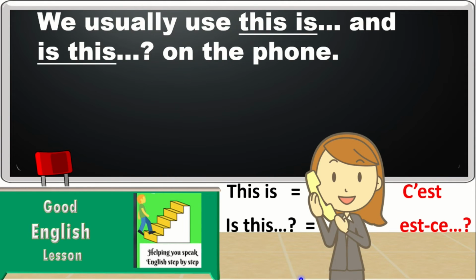We usually use this is and is this on the phone. For instance, hi Peter, this is Jane. We have Jane talking on the phone. She wants to make sure that Peter knows that she's on the phone. She says, this is Jane.